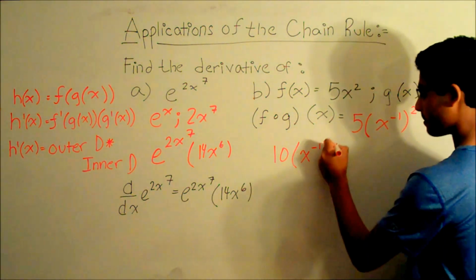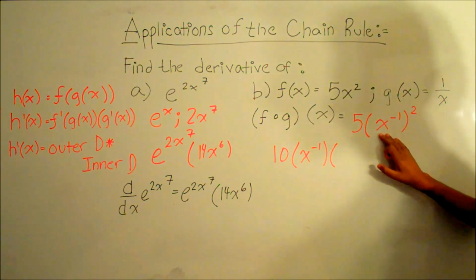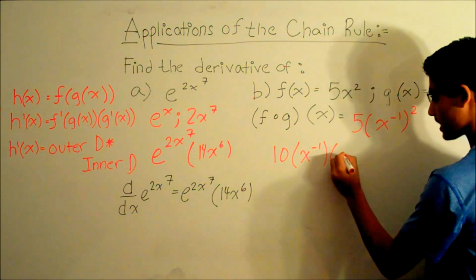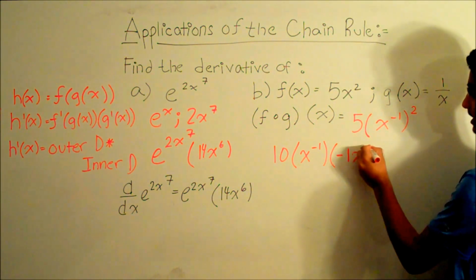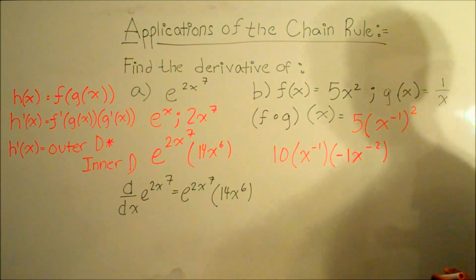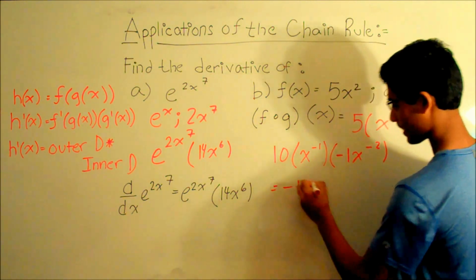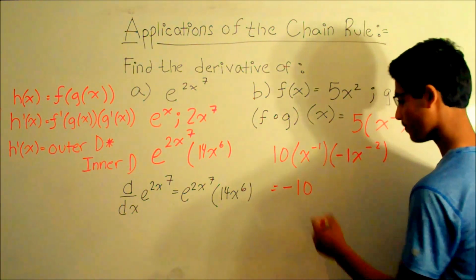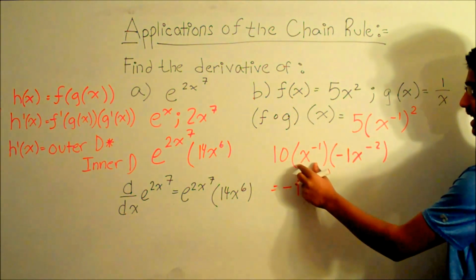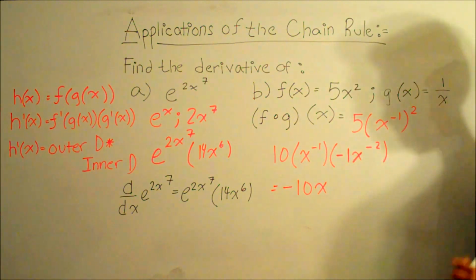Now we have to multiply it by the derivative of the inner function. The inner function is x to the negative first power. So the negative 1 comes down and becomes the coefficient, times x to the negative 2 power. So this is equal to negative 10, because the negative 1 multiplies with 10, times x to the negative first power times x to the negative second power.